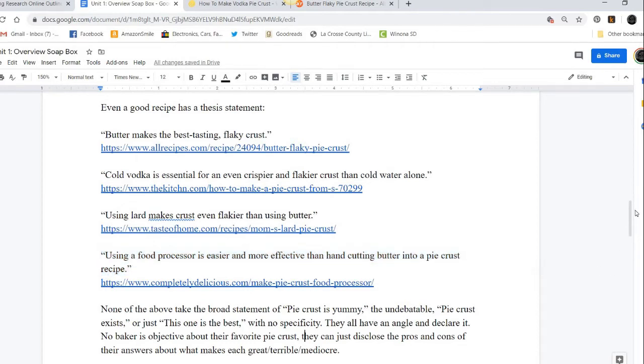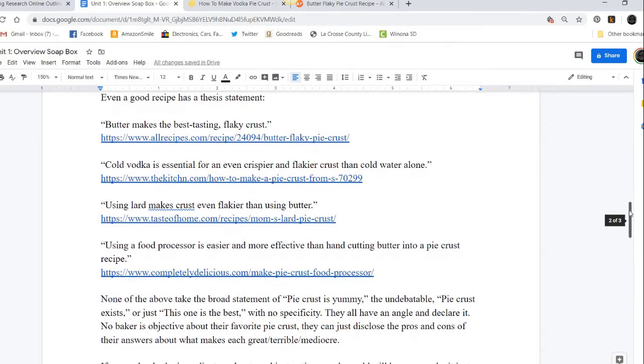Now notice, none of those are objectively incorrect. They're very subjective, but they're put in the category of fact by their sources and citations. They're still all debatable.